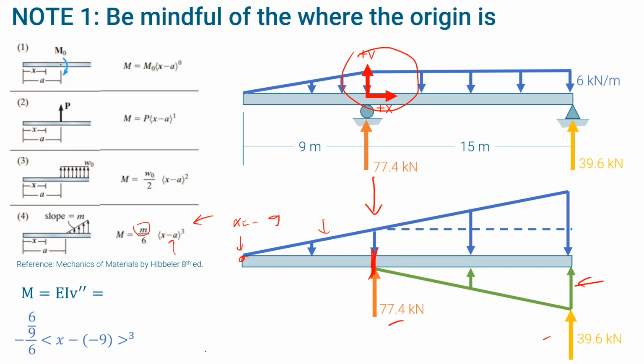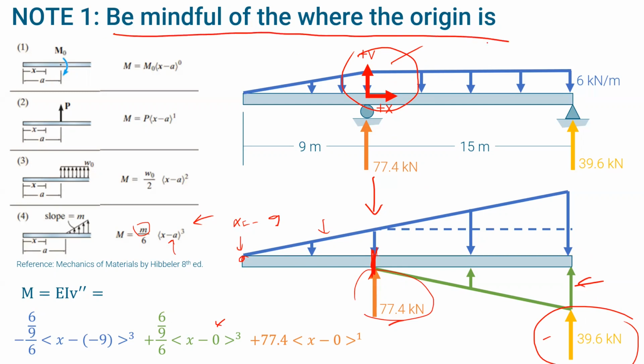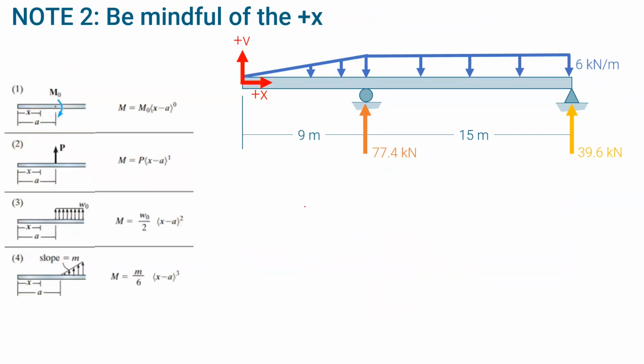Okay? So yung mga susunod na terms, you will notice a equals 0 for the triangular loading, a is equal to 0 for the 77.4, and ito, hindi pa rin ito isasama kasi nandoon siya sa positive end ng x. Okay? So be mindful of where the origin is. No? Next, be mindful of the positive x. Bakit? Kasi nga, sa table natin, yung positive x is to the right.